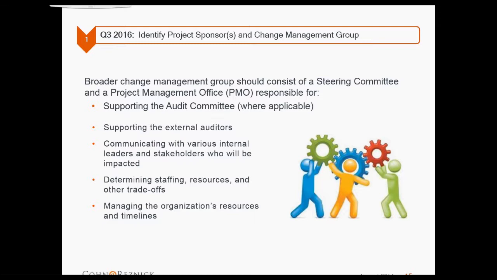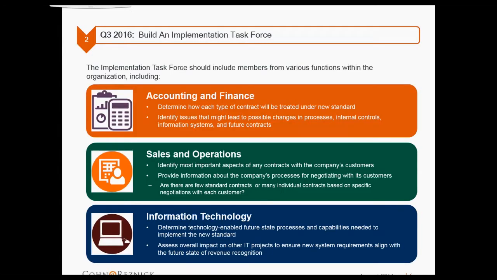Broader change management should consist of a steering committee and a project management office or officer that is responsible for the following: supporting the audit committee where applicable, supporting external auditors, communicating with various internal leaders and stakeholders who will be impacted, determining staffing, resources, and other trade-offs, and managing the organization's resources and timelines. It's extremely important for the governance structure of the organization to include members from various functions within the organization, including accounting and finance, information technology or IT, the sales and operations teams, and others.